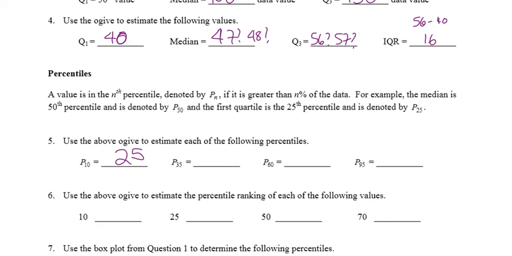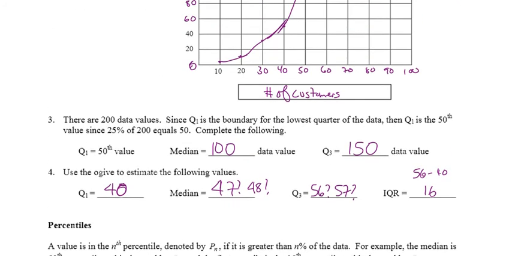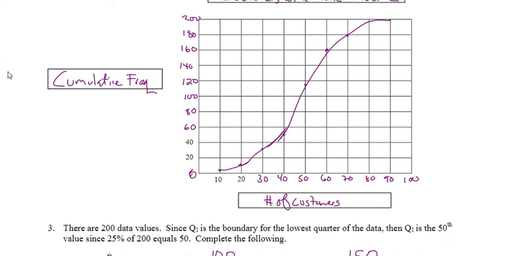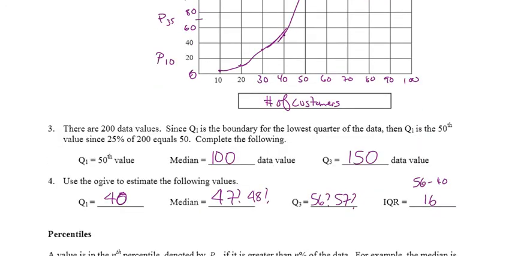P35. So P35 is going to be about how much? Wait, no, never mind. So P10 was 10% of 200, which is 20, right? So we go with the 20, we go across to 25. P35, 35 corresponds to 70%, right? So P35 is right here, and that corresponds to, say, about 43.